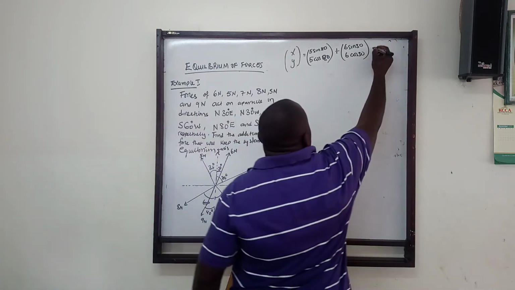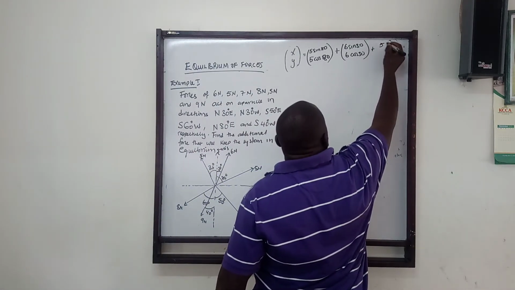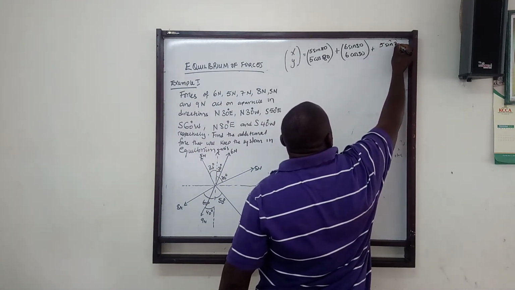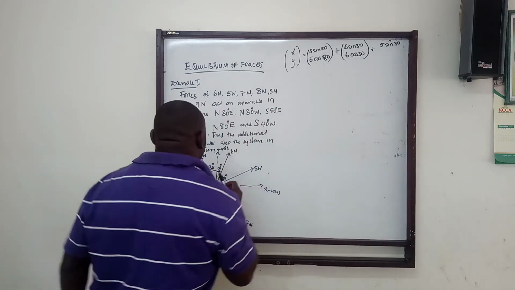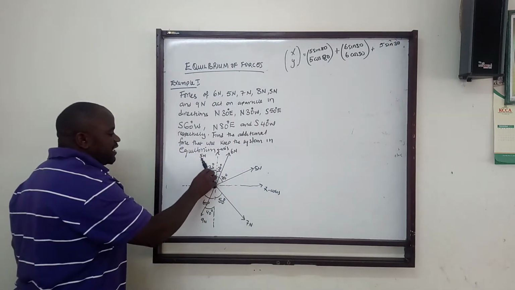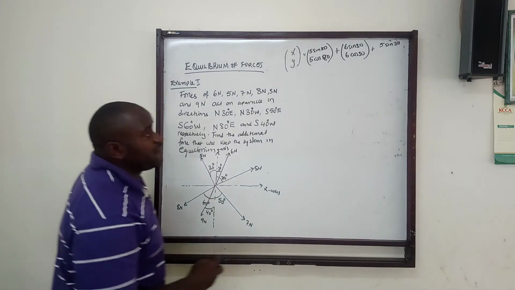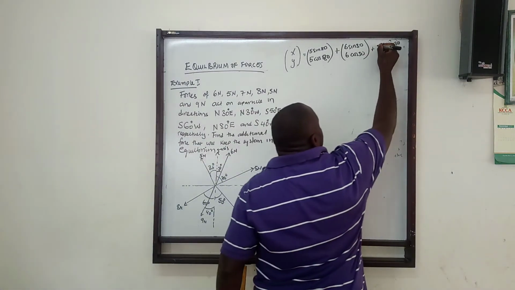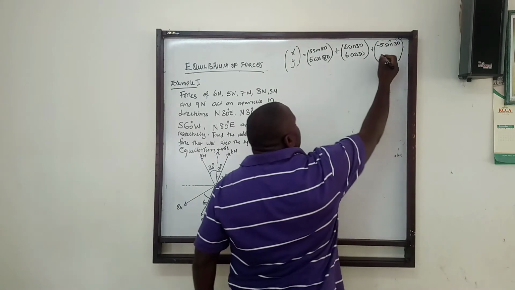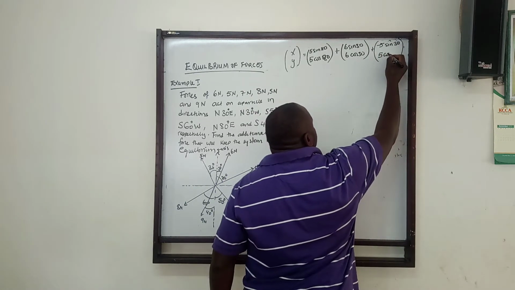Next we have plus 5 sine of 30. Why am I saying 5 sine of 30? I'm moving away from the angle, we use sine, but it's going to go in the negative x-axis, so this will be a negative. Then I'll have 5 cos of 30.